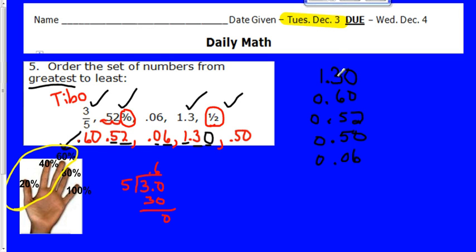Now looking at it, we can easily see 1.3 is bigger than the others, because it has a 1 whole. So looking at the rest, 0.60 is bigger than 0.52, 0.52 is bigger than 0.50, and 0.50 is bigger than 0.06. But you have to put it in the order that's given to you. So that's 1.3 in the way it's given to you.